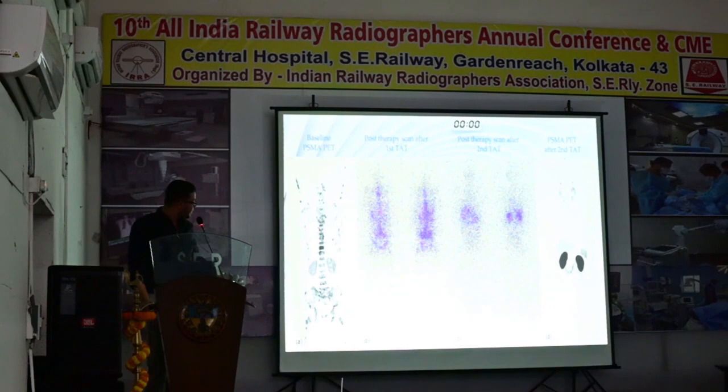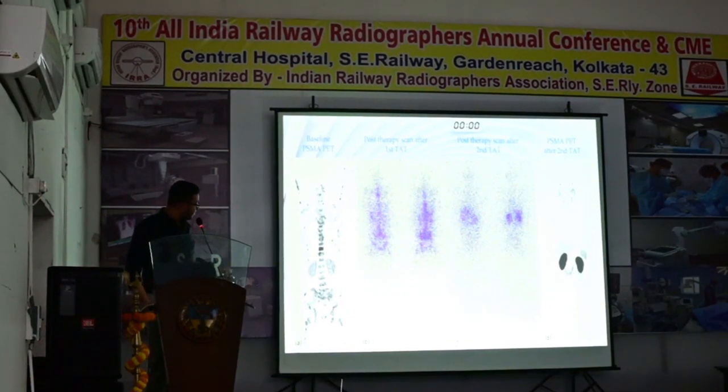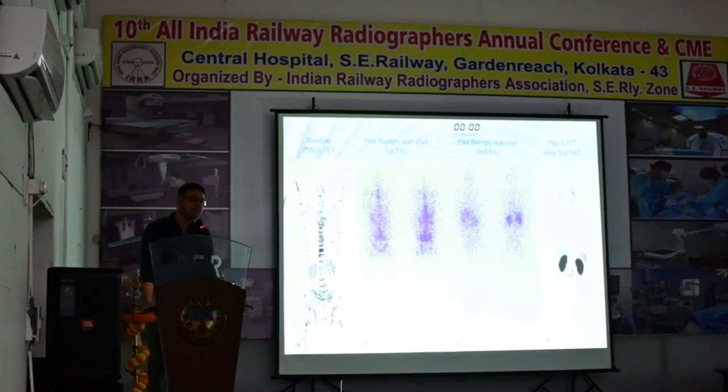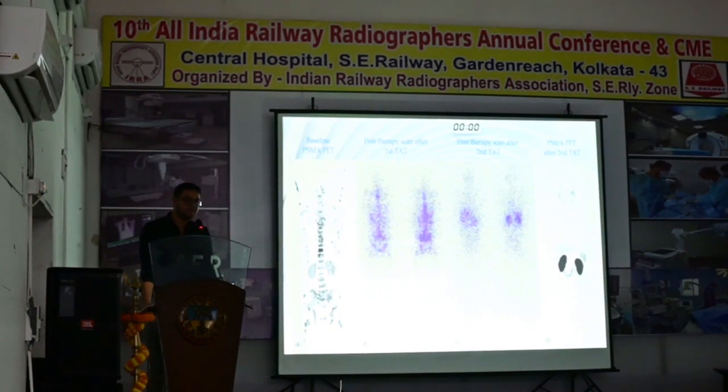So this was the baseline scan where we can see each and every bone of the body was involved. The patient was anemic, with a hemoglobin of around 7. We gave 2 units of blood transfusion, raised the hemoglobin to 10, and took the patient straight away for alpha therapy. He also had cardiac comorbidities, so he was not offered chemotherapy or abiraterone, which are cardiotoxic.